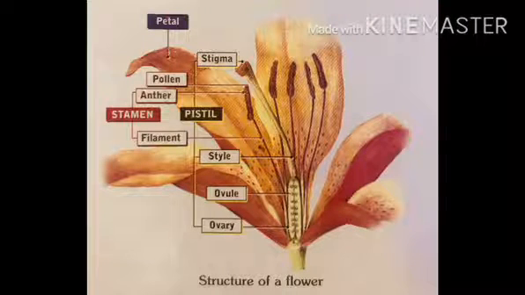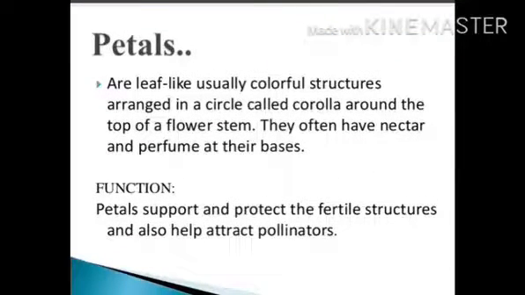See in this picture: stigma, petal, anther, filament, style, and you see the ovary, which contains the female gamete called ovule. Now I will explain the structure of the flower.